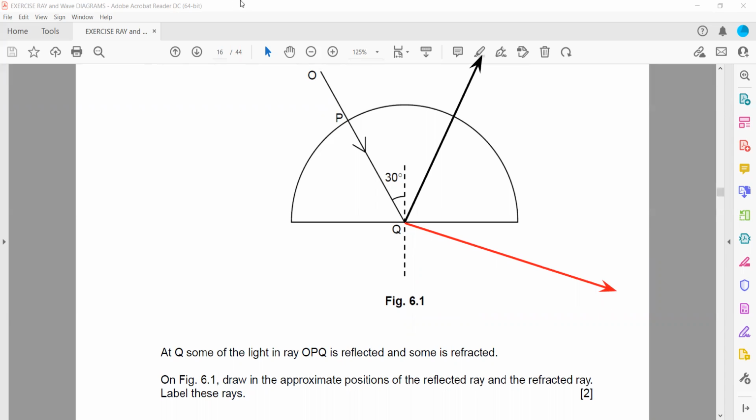So whenever you complete the ray diagram, label it. So this is the refracted, and this one is the reflected. So these are some questions related to ray diagrams.